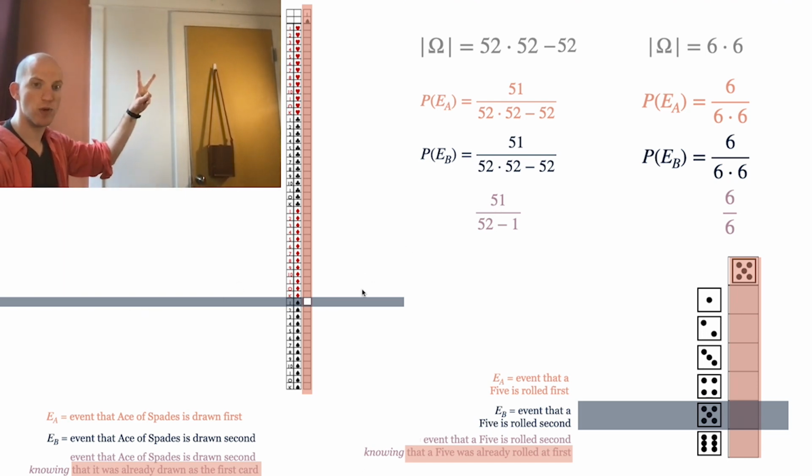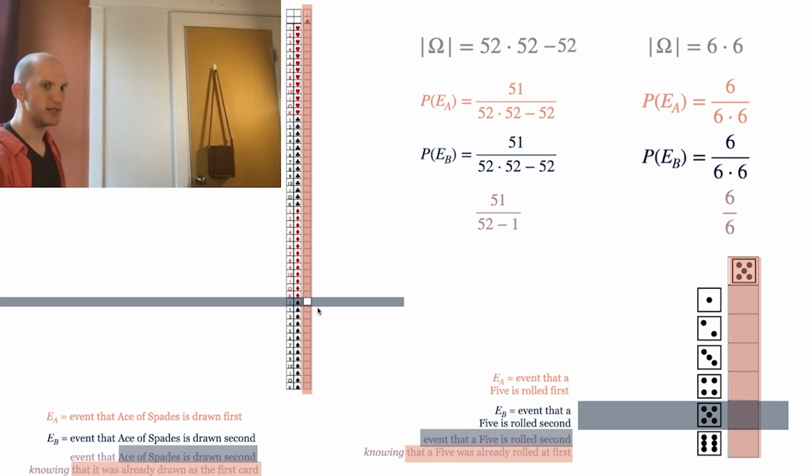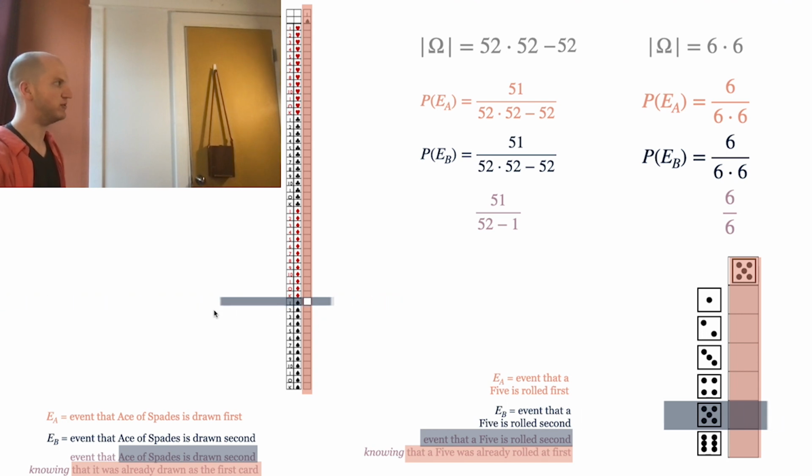We're only interested in the ones that overlap with red, where event A happens and event B happens, where ace of spades is the first card and an ace of spades is the second card. You can already see where this is going to break bad, because that's impossible. The intersection between red and blue is just that one white square.